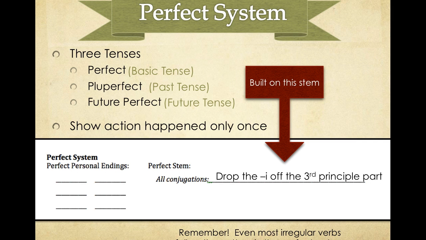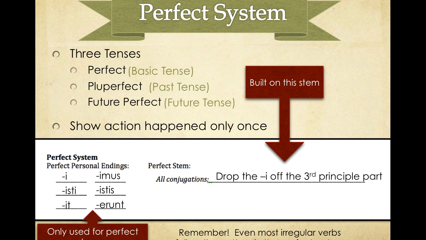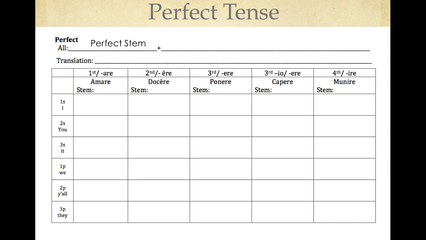Okay, so all the perfect verbs, all the perfect, pluperfect, and future perfect are built on this stem, where you drop the I of the third principal part. But really, we only use these perfect personal endings for the perfect tense. And I want you to remember that even the most irregular verbs follow a pretty regular pattern in the perfect system. So like sum doesn't have all those weird stem changes. You just take the perfect stem and add the perfect endings. Okay, so perfect stem, perfect personal endings, and the translation is I verbed, or I did verb, or I have verbed. And if you're still confused with that, go back and watch the perfect tense video, because there's a whole thing on there.